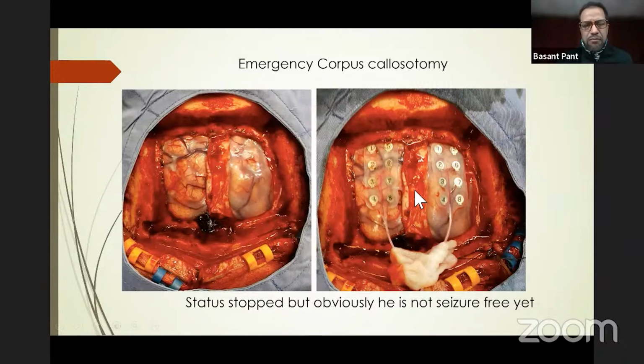So we eventually put him on VNS, vagal nerve stimulation, and now his seizures are gradually decreasing. VNS does not work immediately, it takes time. There's about a 50% reduction, a 50-50 kind of thing, not very effective. The best is if you find the lesion, do the surgery. That's the best.